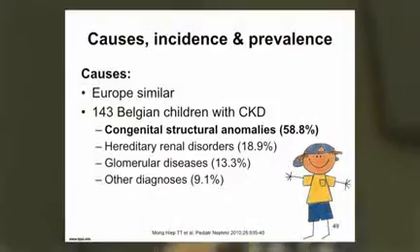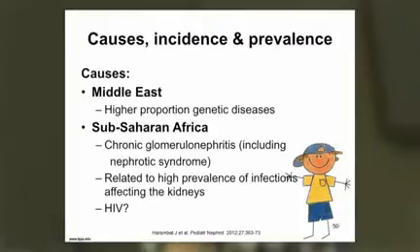In Europe, it's similar. In a group of 143 Belgian children with CKD, they found that almost 59% were also due to congenital problems. But in places like the Middle East, you have a high proportion of genetic diseases due to the high level of consanguinity that is still around there.